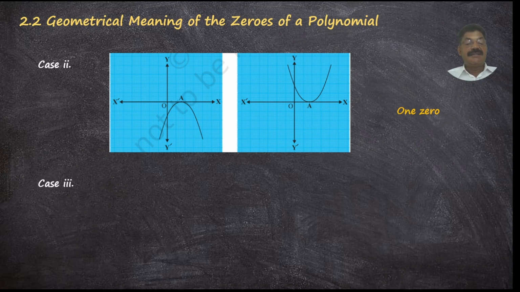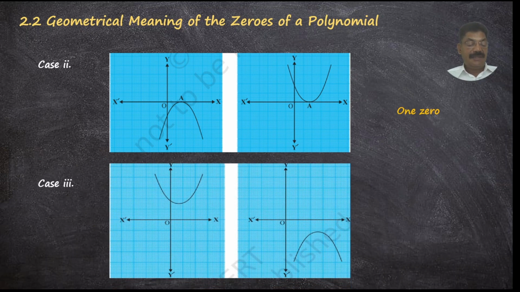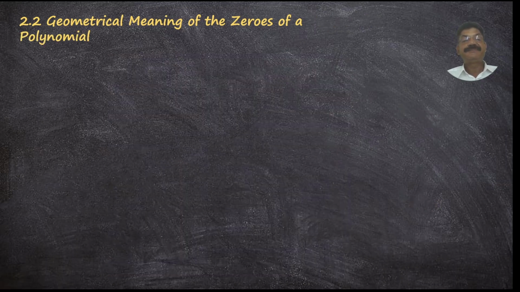Now let us see the last case. From this diagram, you can see that the parabola does not intersect the x-axis. Here it is open upwards, but it does not touch the x-axis. Here also it is open downwards, but it does not touch the x-axis. So in this case, the polynomial has no zeros. Note all the three cases carefully, okay?